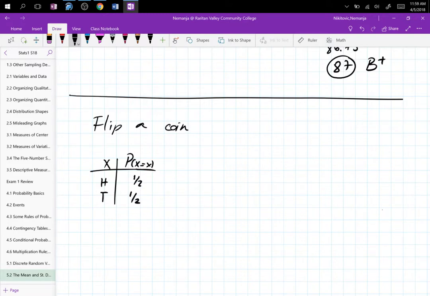So now, what is the expected value? Expected value, what is the expected value? It's 50%, right? Expected value is going to be 50%, because you are going to win half of the time and lose half of the time because it is fair.